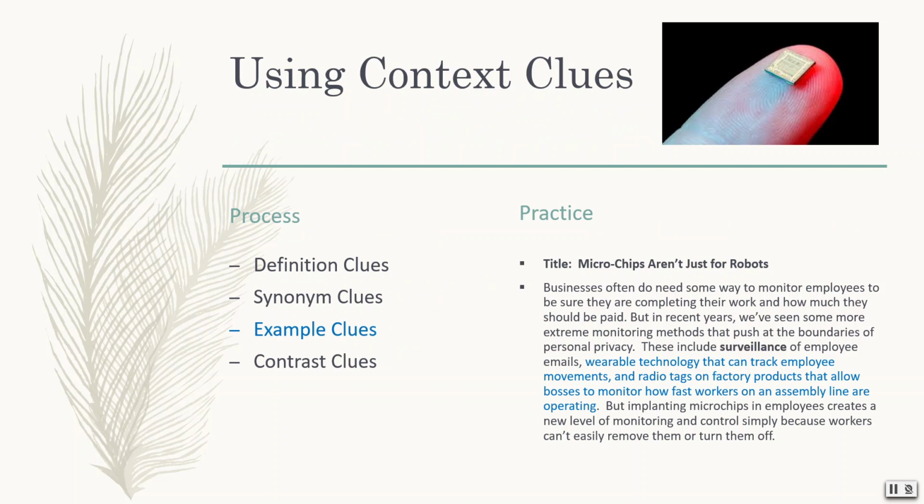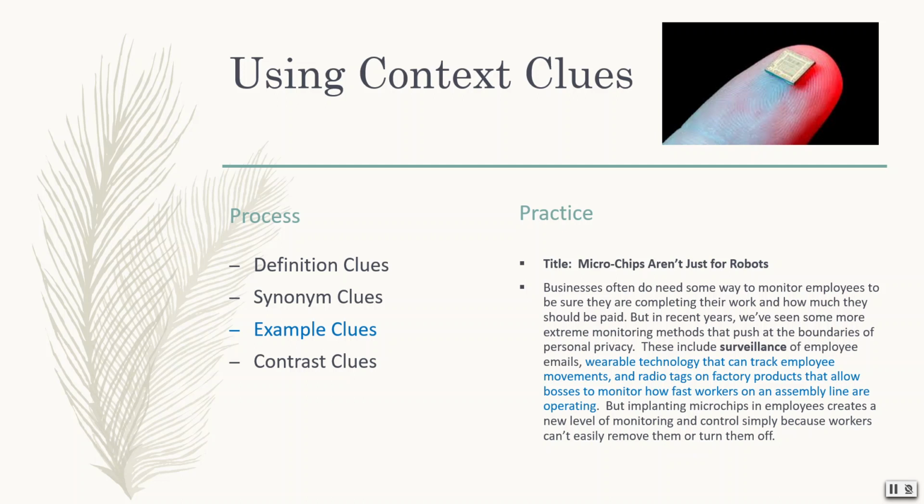So I hope you remember from your textbook, there are four main kinds of context clues: definition clues, synonym clues, example clues, and contrast clues. There are some others too, but these are the most dominant. Definition clues are very easy to identify because the author actually defines the word for you. So if the author is using the word microchips and you don't know what it is, they might say, they implanted microchips or small electronic devices, in terms of what is a microchip.